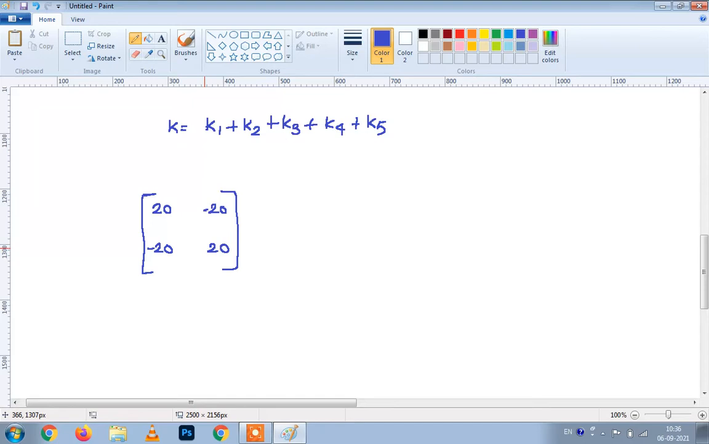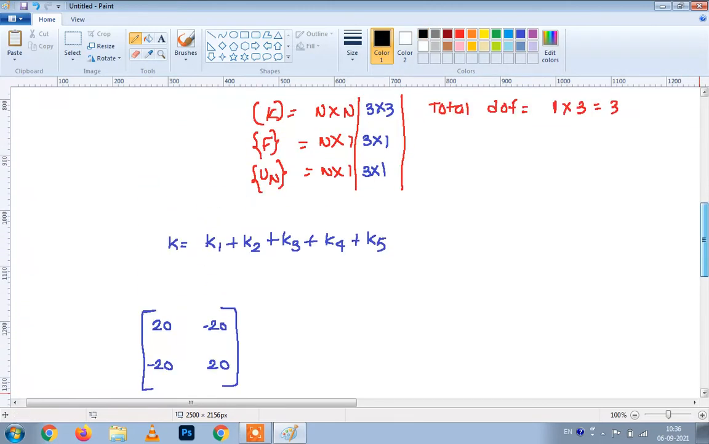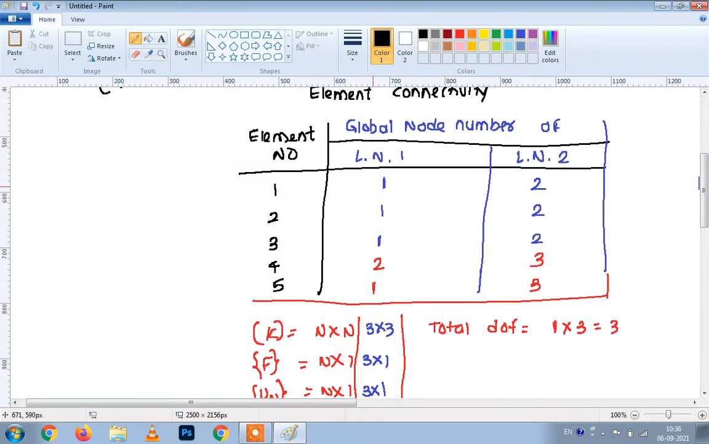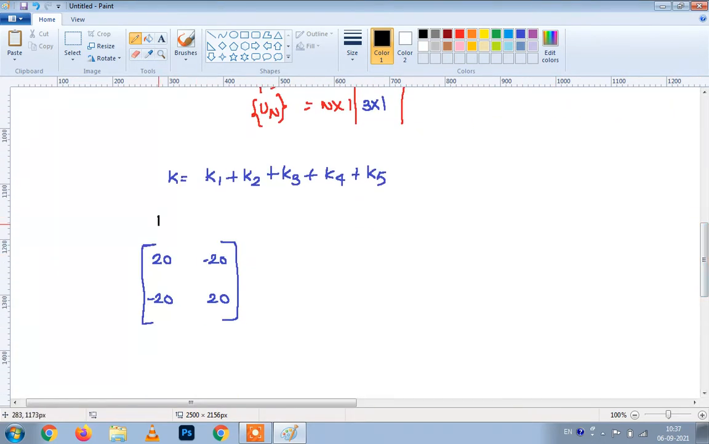Now, we have to write down here the global degree of freedom for this K1 matrix. How to find out this global degree of freedom? From this element connectivity table. For element number 1, it is connected between 1 to 2. So, simply write here 1, 2, 1, 2. These are the degrees of freedom.